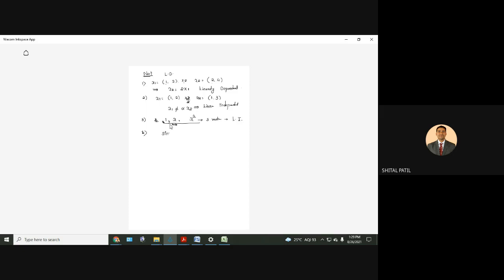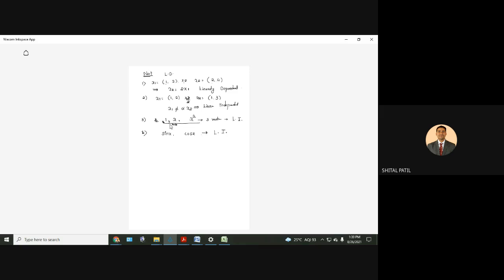Say I have sin x and cos x. Can we find sin x from cos x or cos x from sin x if you are allowed to multiply by constant numbers? No. Okay, so the functions are linearly independent.